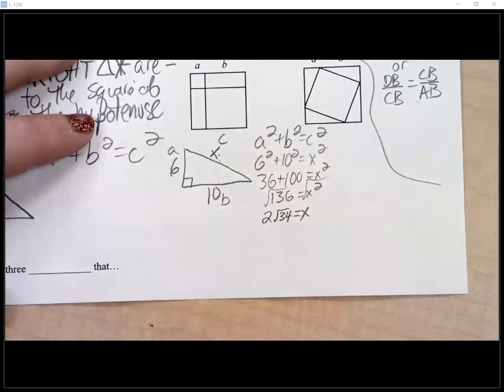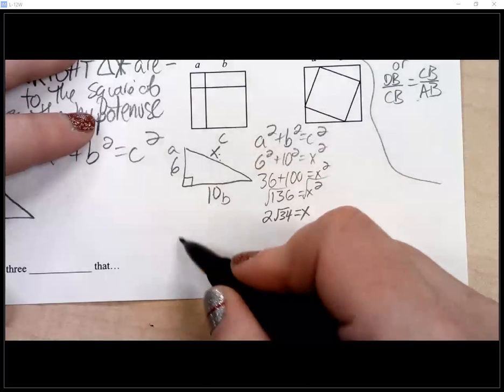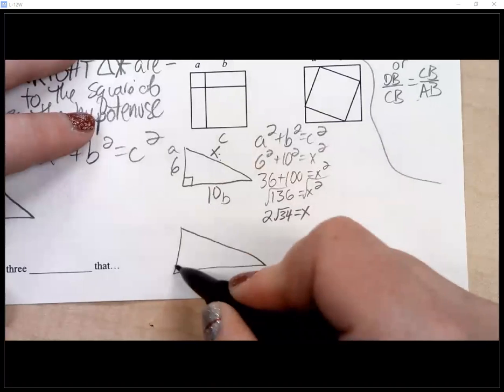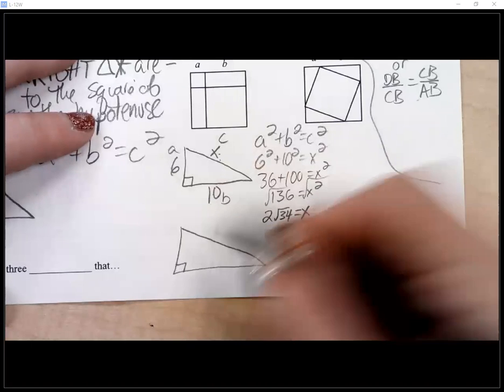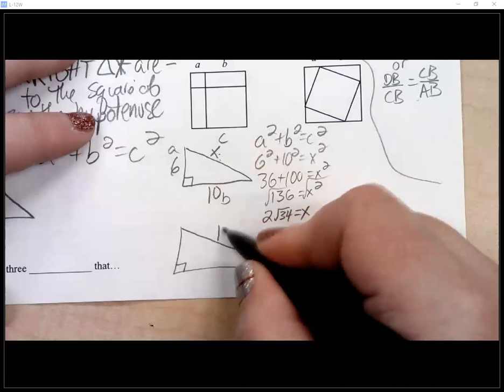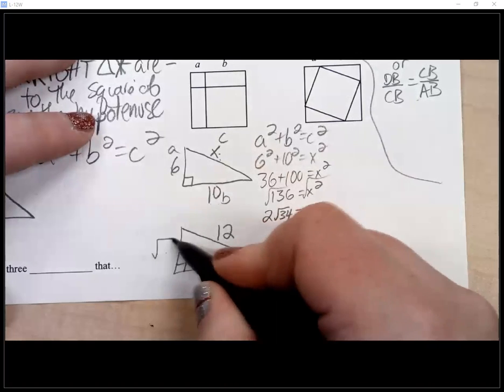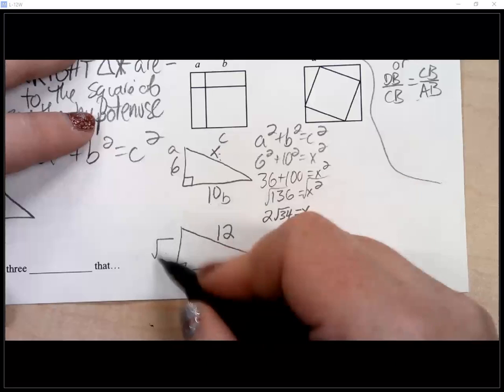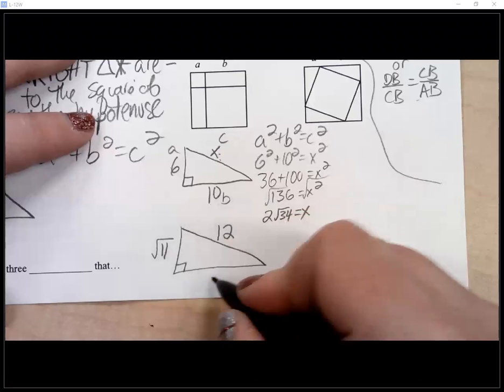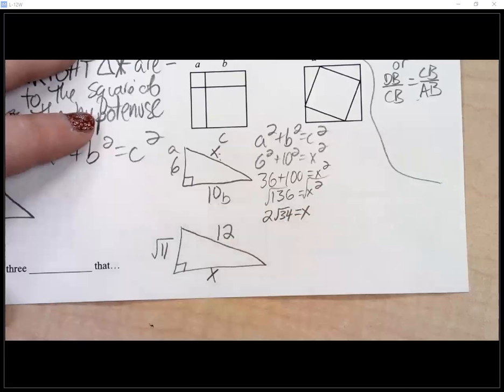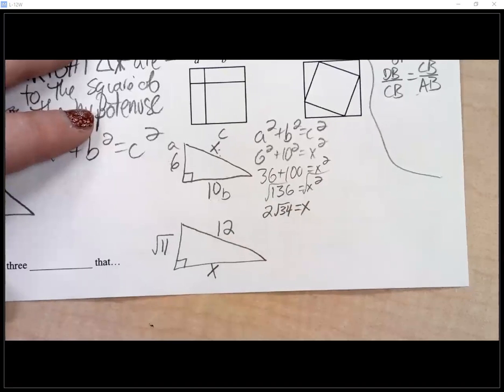Okay, real quick, let's try another one. What if I told you this time that the hypotenuse was, let's make it 12, and this side was the square root of, how about 11? And I wanted you to find this side. Before you even start, what do you know about the value of X? Yes, it has to be less than 12, right? Because 12 is already the biggest side.